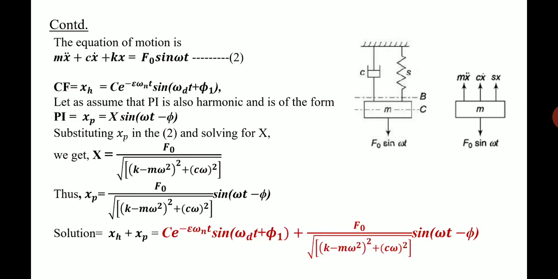Now the total solution is equal to xh plus xp, that is, complementary function plus particular integral. By adding the two terms, you will get the net solution. So this is the solution, or the response, of a forced damped vibrating system of single degree of freedom. That is how you find it out.